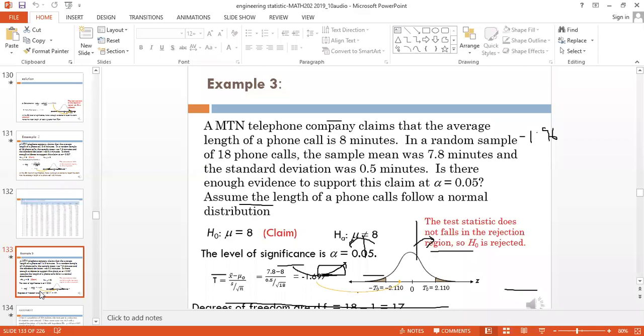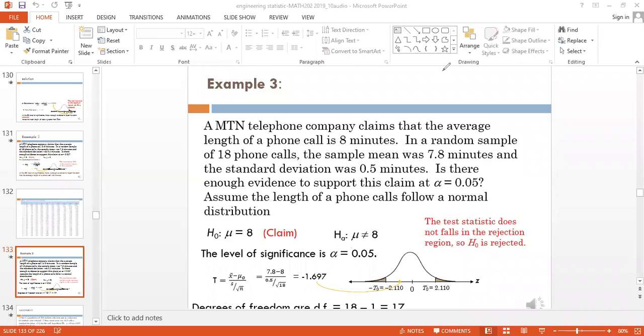Third example as well. The very third example on test for one mean. Then you can try the remaining examples on your own. So for the same telephone company, this time is the same question.